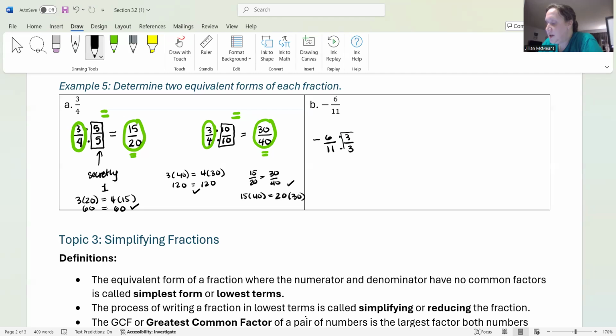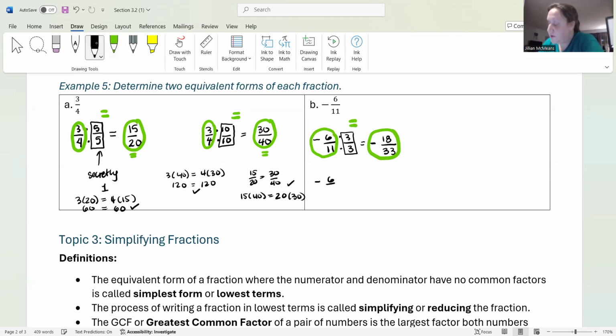Well, this is our secret form of 1. So remember, if a fraction is negative, all of its equivalent forms have to be negative. So I'm just going to carry the negative over. And then 6 times 3 is 18, and then 11 times 3 is 33. So that tells me that -6/11 is equal to -18/33. Okay?